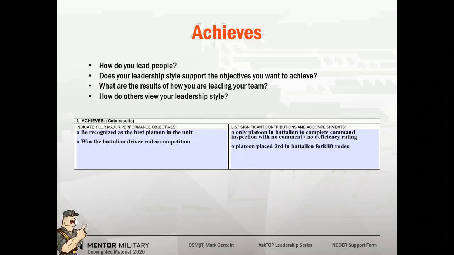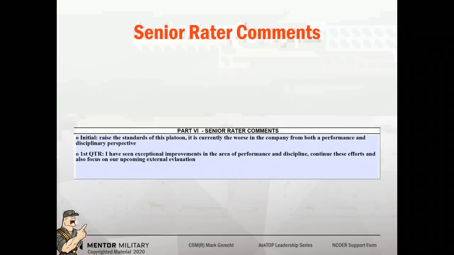I want to cover something about the senior rater. Now the senior rater has a responsibility to initial off, and they should sit down and talk to you as well. But in the initial phase, this senior rater said, raise the standards of this platoon. It is currently the worst in the company from both a performance and disciplinary perspective. Then in a follow-up counseling, he says, I have seen exceptional improvements in the area of performance and discipline. Continue these efforts and also focus on our upcoming external evaluation.